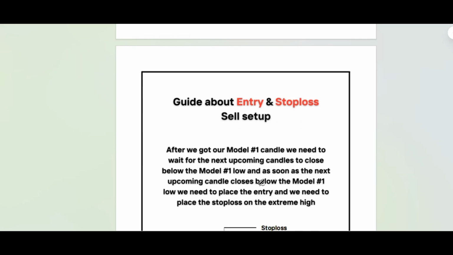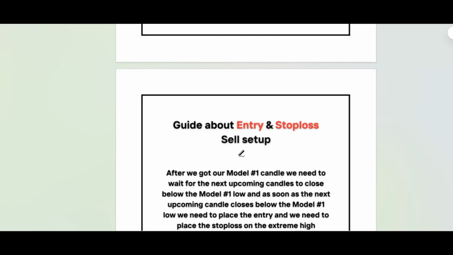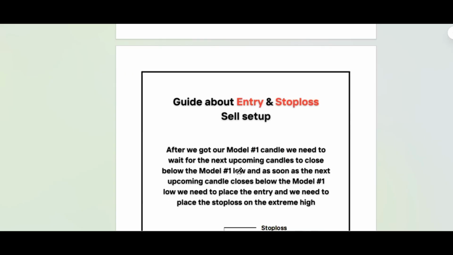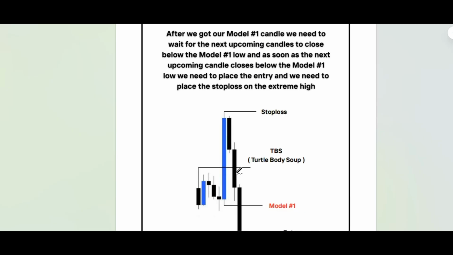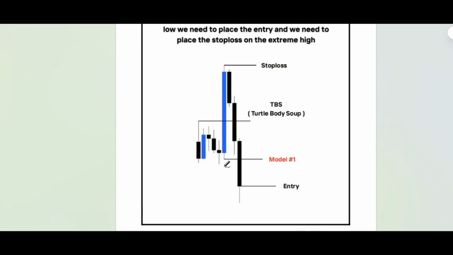And then let's talk about the entry and stop loss for the sell setup. After we got our Model 1, we're supposed to look for the entry. How do you find the entry? For the entry, we wait for the candle to close below this Model 1 and then we enter. So our first entry should be the close of that candle which closed below Model 1.